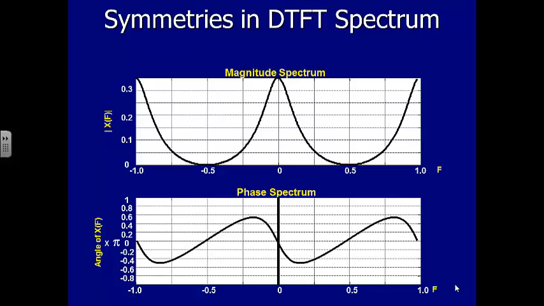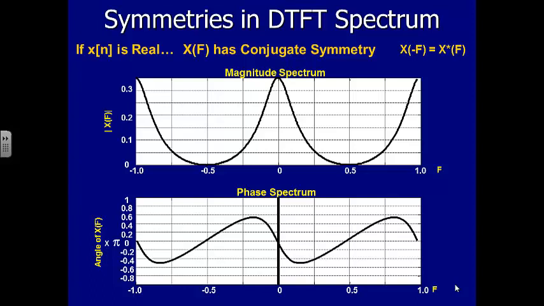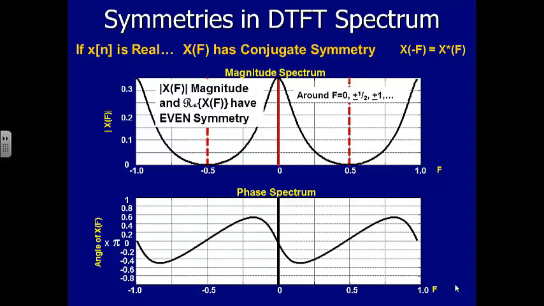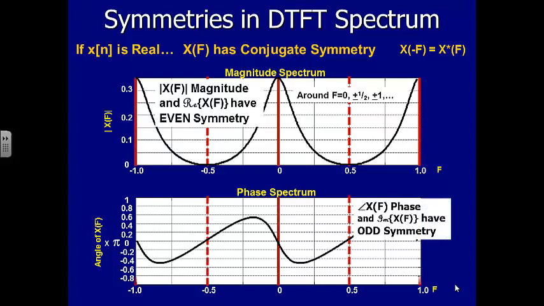Symmetries. We talked about this. Let's review. If you have a real-time function, you are guaranteed to have conjugate symmetry in your discrete-time Fourier transform, which means the transform value at a negative frequency is the same as the complex conjugate of the value at a positive frequency. What that means in terms of magnitude and phase is that the magnitude response will be even symmetric around 0, 1/2, and all the multiples of those, and the phase response will be odd symmetric around 0, 1/2, and all the multiples.